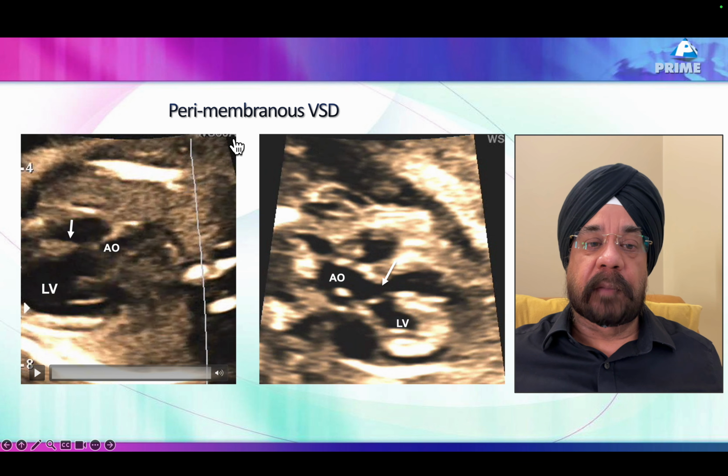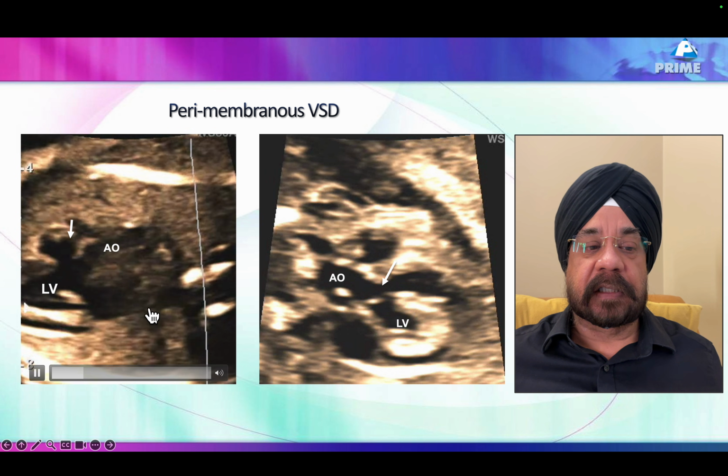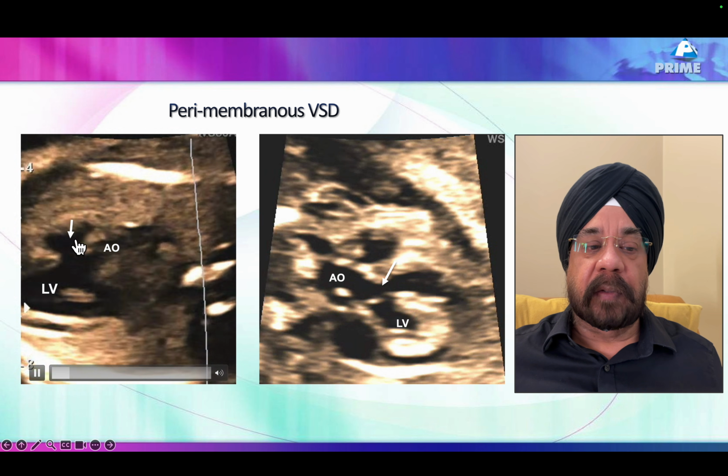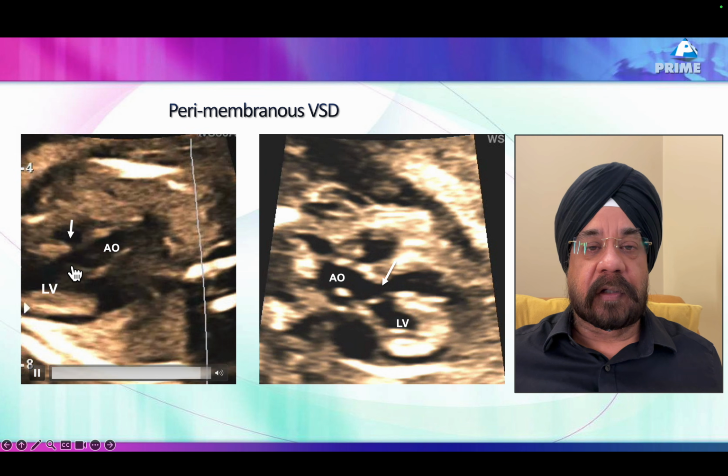So for example, the perimembranous area is fibrous tissue, and the resolution is a bit of an issue there. And how the resolution affects it, you see this is a perimembranous area. You're not sure whether there is a membrane there or there is a defect.